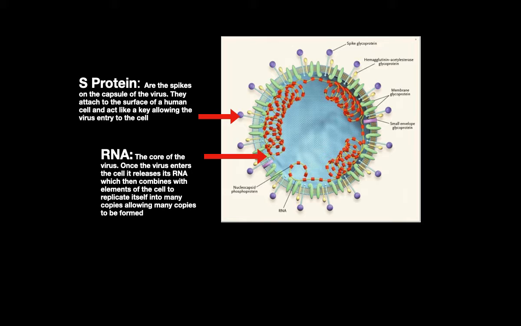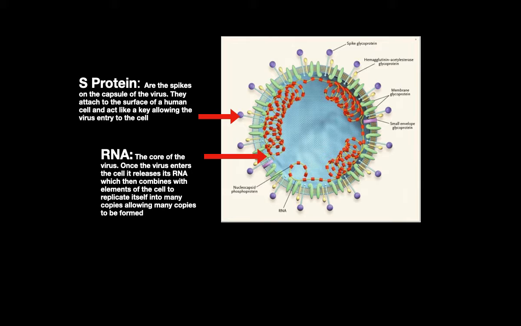The virus itself is a simple virus. It contains an outer envelope, which is usually made of lipids, and projecting out from the envelope are S proteins. These are important as the spikes on the capsule attach themselves to the surface of a human cell and are analogous to a key, allowing the virus entry into that cell.